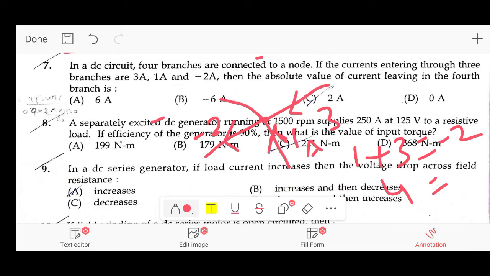If we place 2 amps here, if 3 currents are entering through 3 branches, 3 amps, 1 amp, 2 amps, it means here also 2 amps are entering, because 3 are entering as given. Minus 2 means leaving. So what should be the value here so that we get the value 4? If we place minus 2 plus 6, then it is going to be 4. So the answer is the fourth branch is 6.